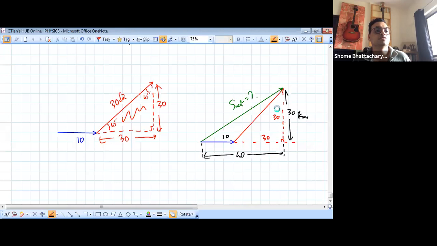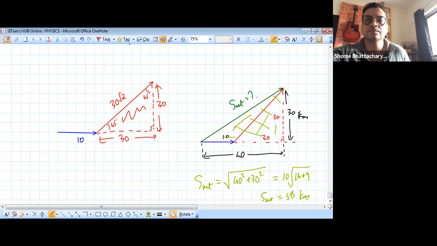So now you're getting my point. Now concentrate on the larger triangle, this whole triangle. So how much is the hypotenuse? It is square root of 40 square plus 30 square. So that is 10 square root of 16 plus 9. So that's 50. So the answer was, the net displacement is 50 kilometers. Okay. Understood now?